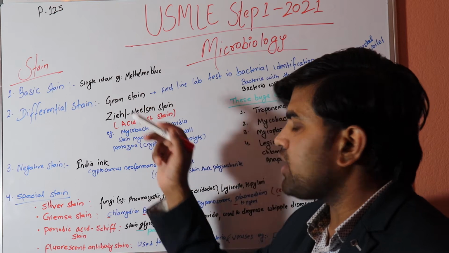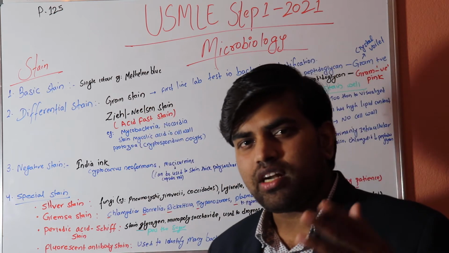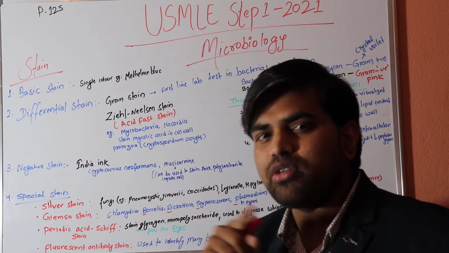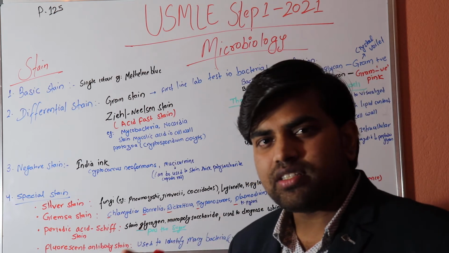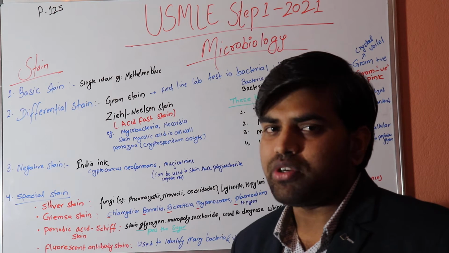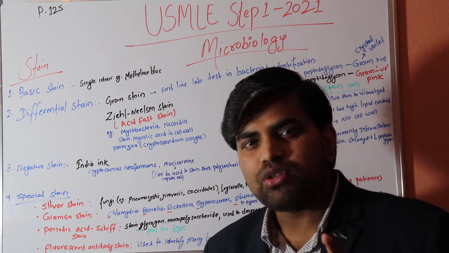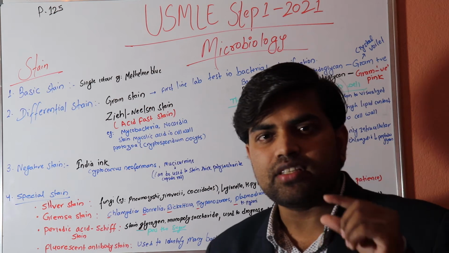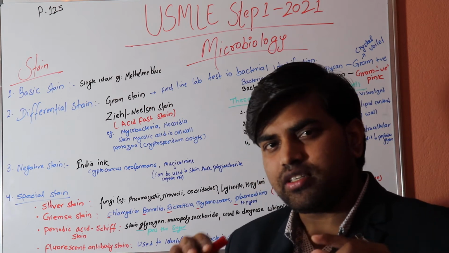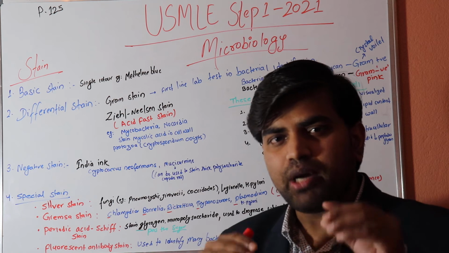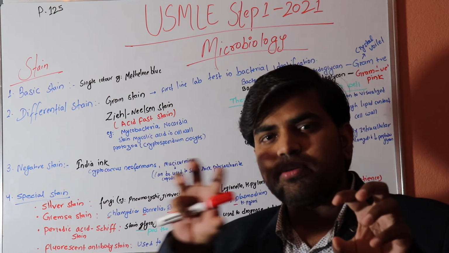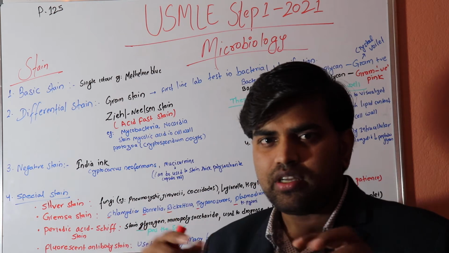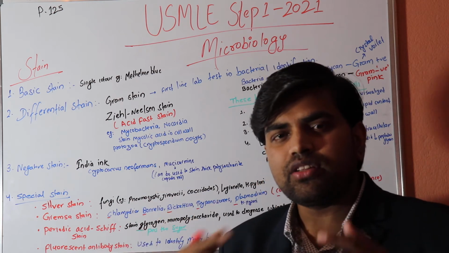The Gram stain has four steps: first the primary color, then the mordant, then decolorization, and the last is the counterstain step. Gram-positive bacteria have a thick peptidoglycan layer. The initial color is crystal violet, by which both gram-positive and gram-negative become violet. Then we use iodine as a mordant that will stabilize this color.